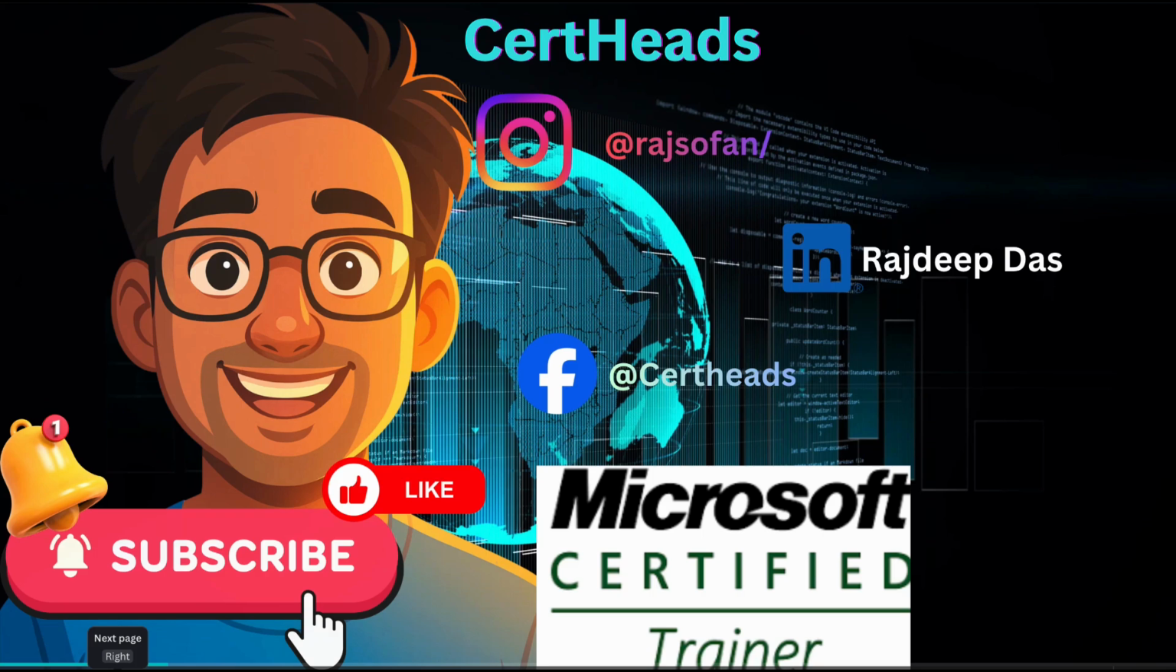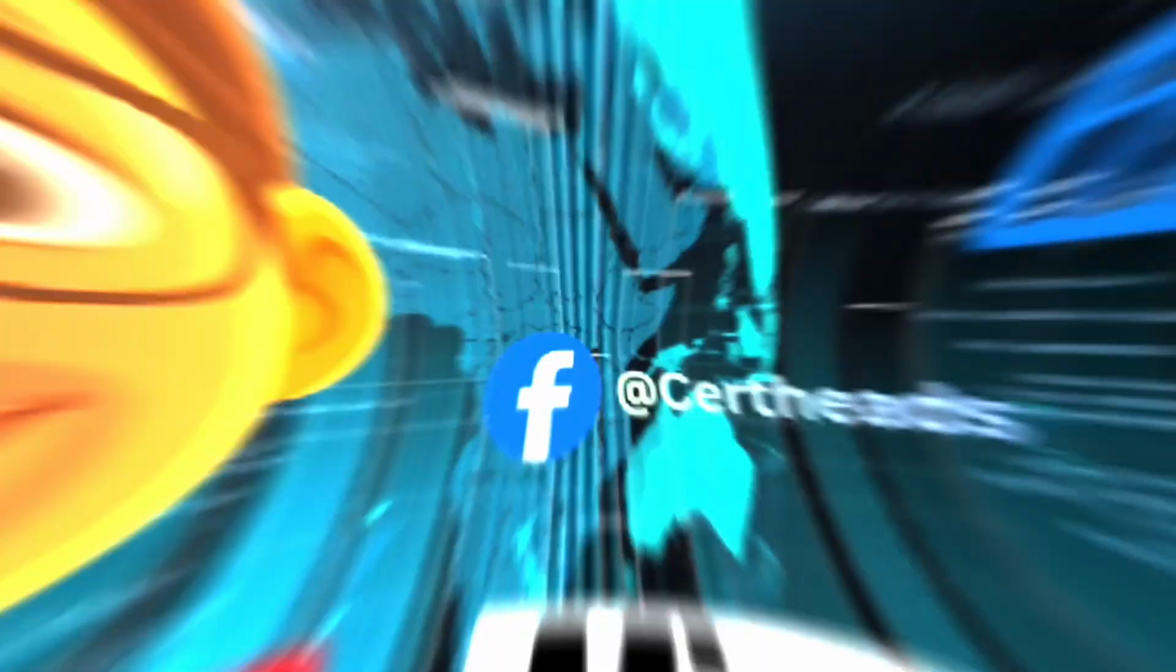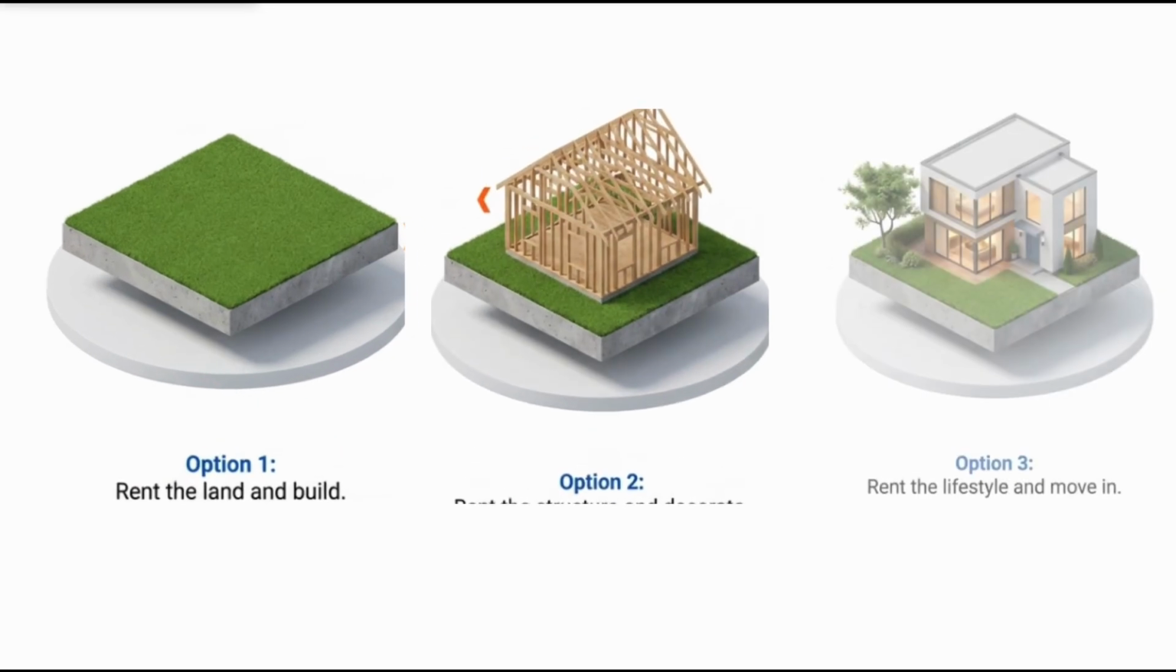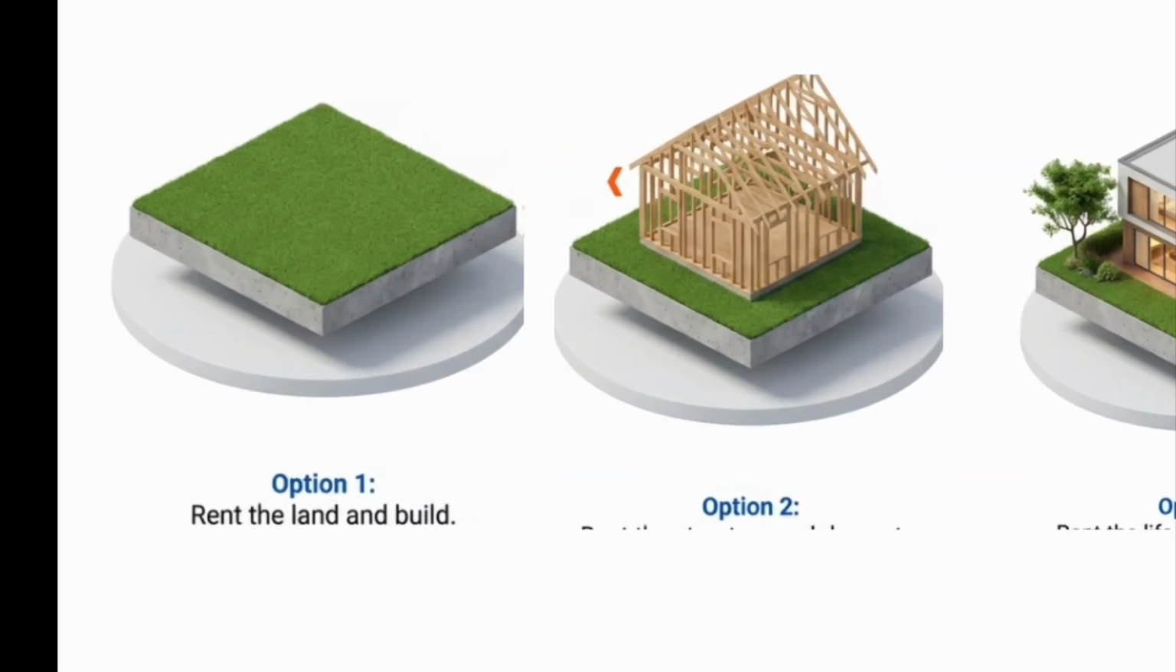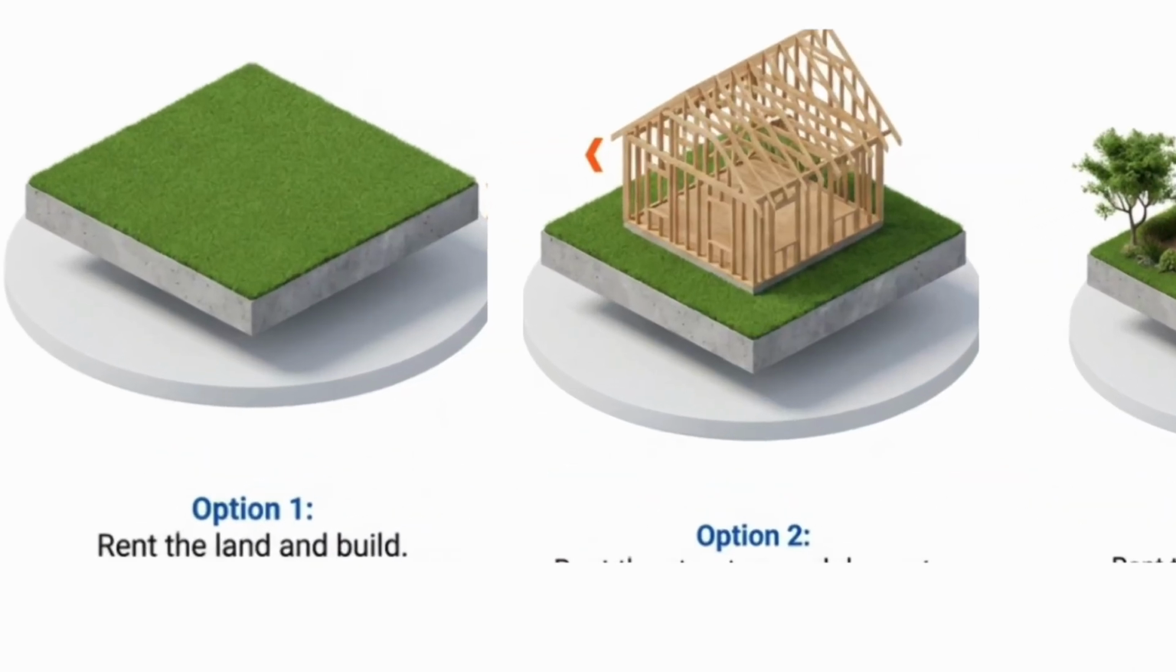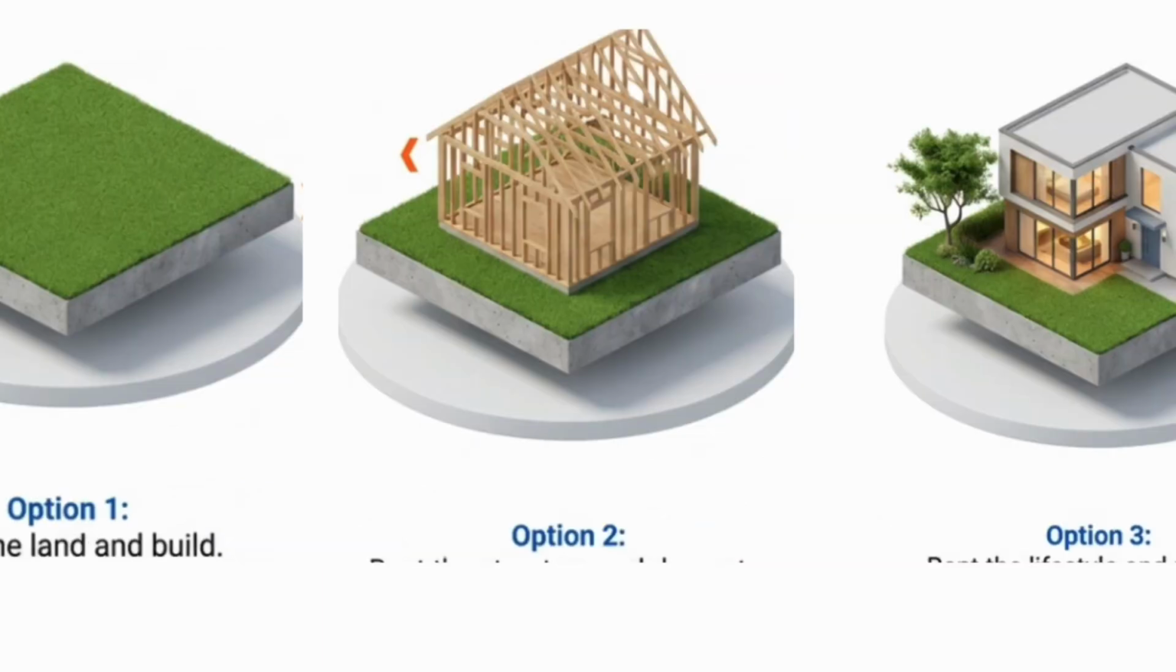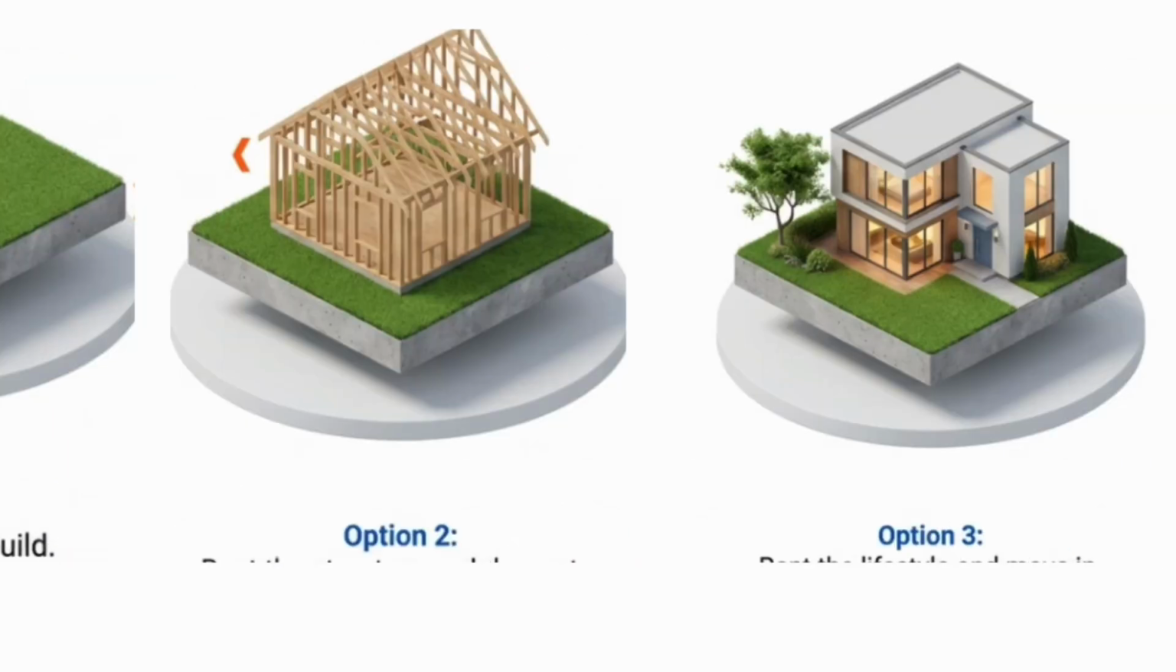Let's understand these three models with an analogy of your own dream house. If you're planning to buy a house, you have three options. First is renting an empty plot of land and building everything yourself. Option 2 is renting a house that's already built but is totally empty inside. And option 3 is renting a fully furnished home that's ready to go the second you walk in. Stay with me and you will finally understand the core of what cloud computing is all about.